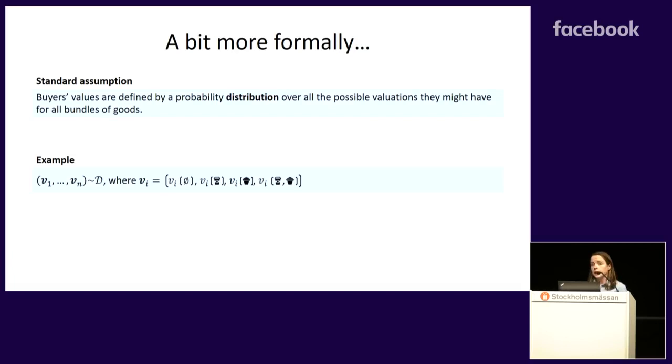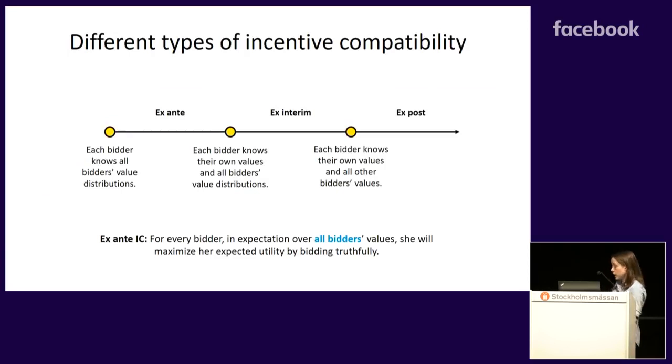buyers' values are defined by a probability distribution over all the possible values they might have for all the bundles of goods. So for example, what we're assuming is that there's some distribution D from which the buyer's values are drawn. And again, these are valuation vectors. That's how we're representing them. So there's a distribution over these valuation vectors. Okay. And introducing this assumption allows me to now define three different variants on incentive compatibility. So we've got ex ante, ex interim, and ex post incentive compatibility.